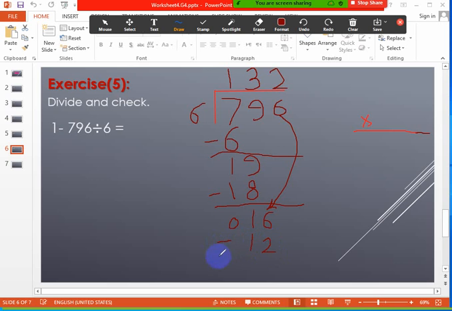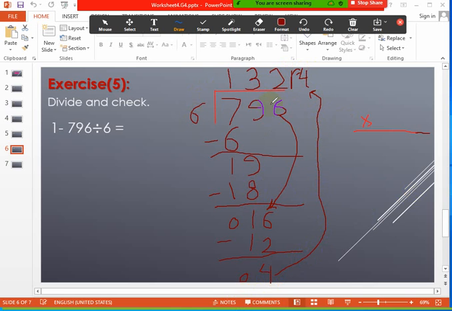Now, can I subtract 12 from 16? Yes, right. 6 minus 2, 1 minus 1. This number is a number left with me. What do we name this number? Remainder, right? I have to put it next to the number as a remainder. It will be R4. Thank you, Nora.